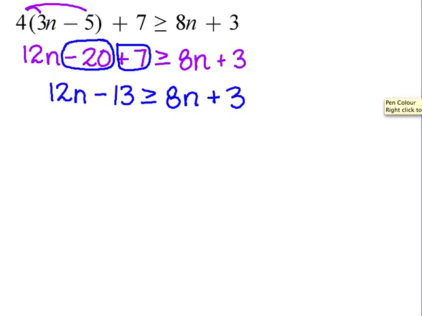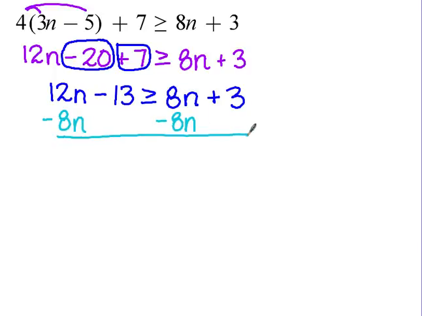So now, I've got both sides simplified. I need to go ahead and combine like terms. So I'm going to subtract 8n from both sides. I'm going to combine my variables first. So I have 12n minus 8n, which is 4n minus 13 greater than or equal to 3. What is the next step? You should add 13 to both sides. Very good.